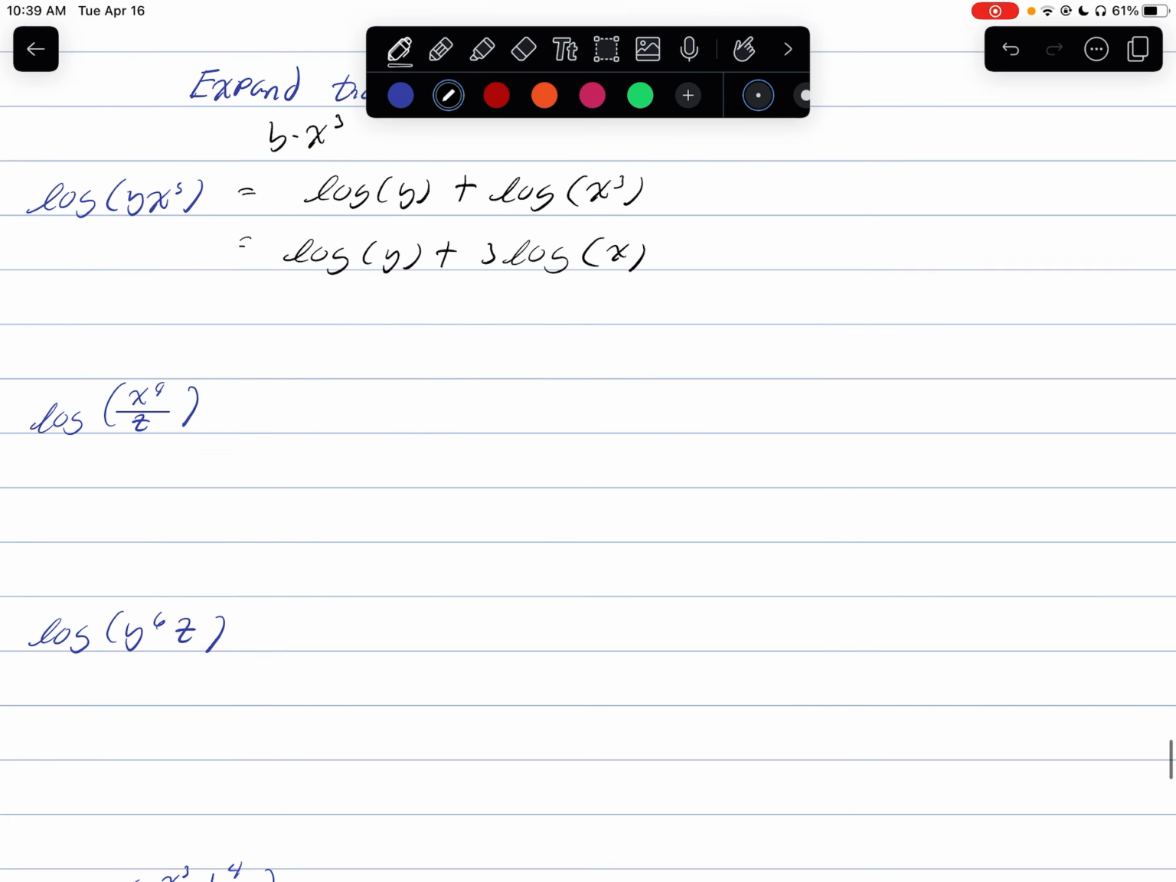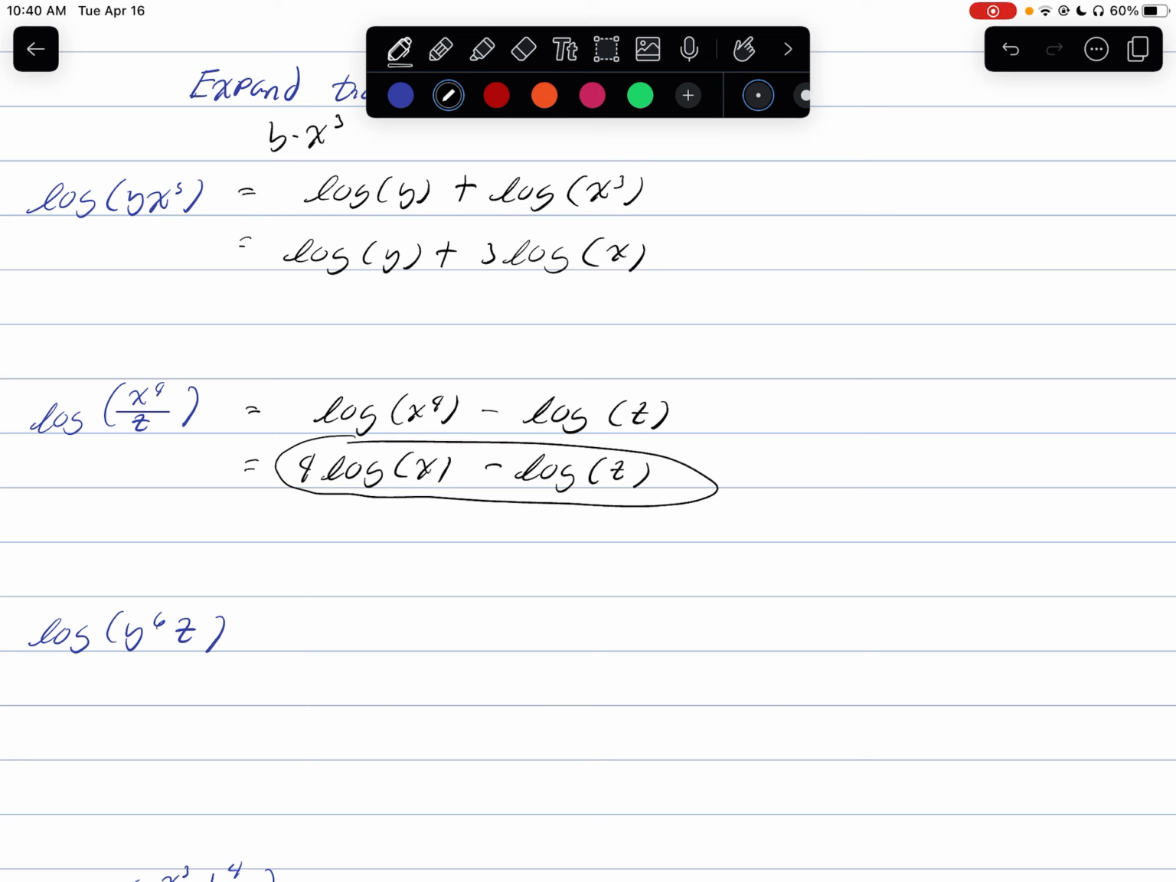Okay, so here we have log of x to the ninth over z. We can expand this a bit using our quotient rule as a difference of two logs. So we can write this as log of x to the ninth minus log of z. That's just straight from the quotient rule. Nothing else crazy is going on here. And then again, using the power rule, we can take this first term, log x to the ninth, and write this as 9 times log x. So this would be our most expanded version here.